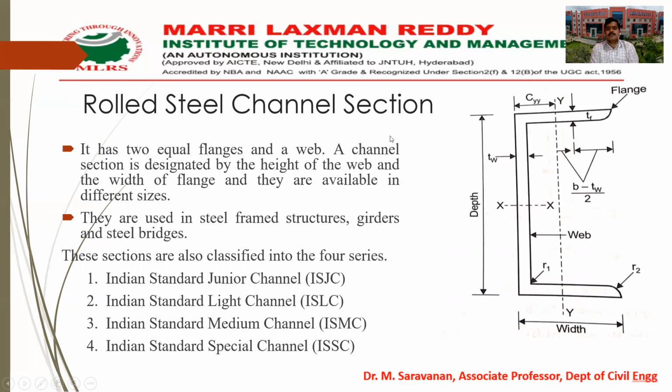Coming to rolled steel channel sections, it's like a C type. It has two equal flanges. You can see this is one flange and this is also one flange, two equal flanges and a web. A channel section is designated by the height of the web and the width of the flange, and they are available in different sizes. They are used in steel framed structures, girders and steel bridges. And this type of channel section is mainly used in purlins and the roof truss.